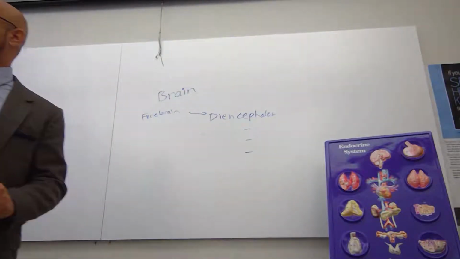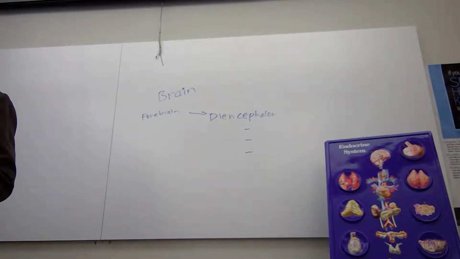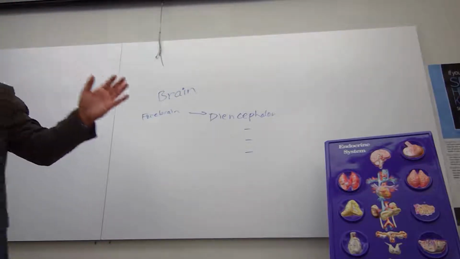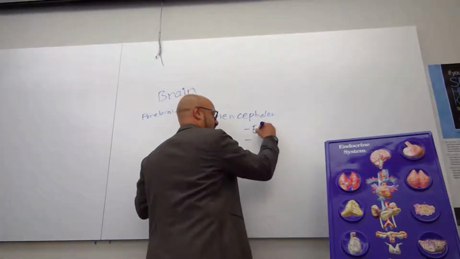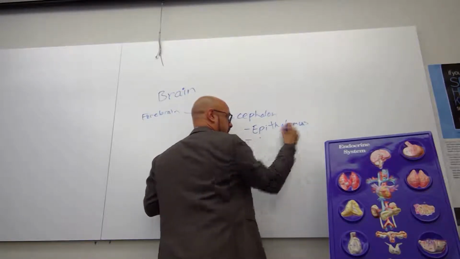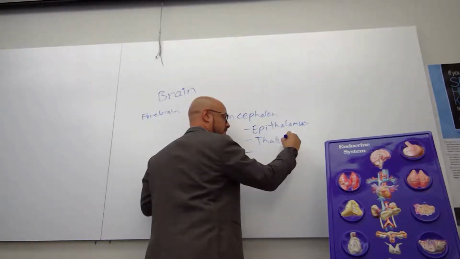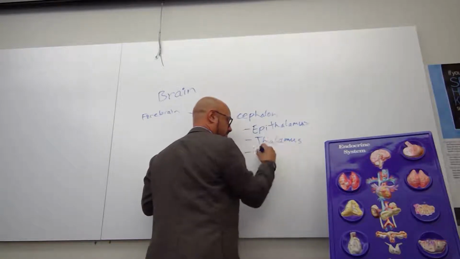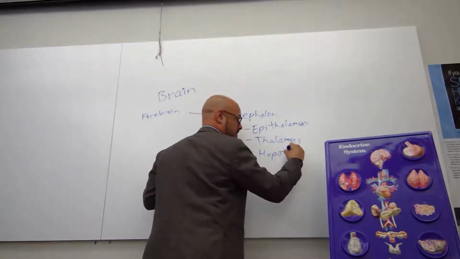What's the first? The first one's the thalamus? So what's above the thalamus? Epithalamus. Yes, you know this. So you have your epithalamus. Then you have your thalamus. And then below the thalamus, what am I going to call it? Hypothalamus. So there begins the lecture.